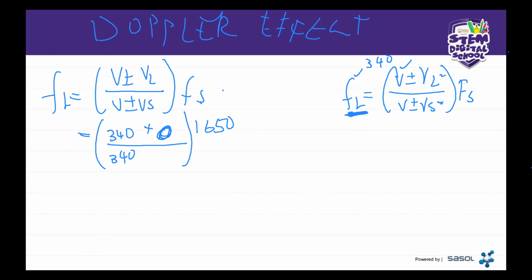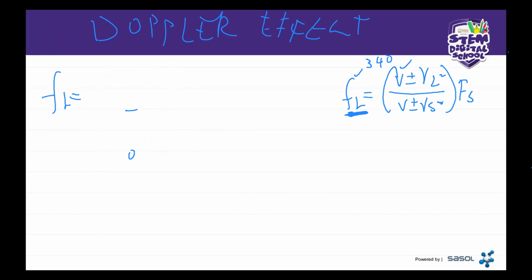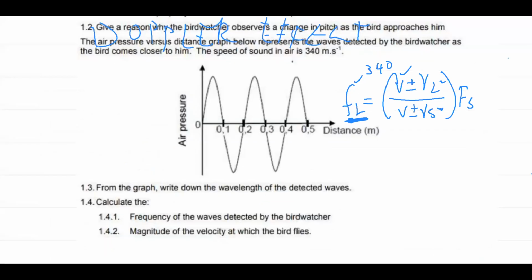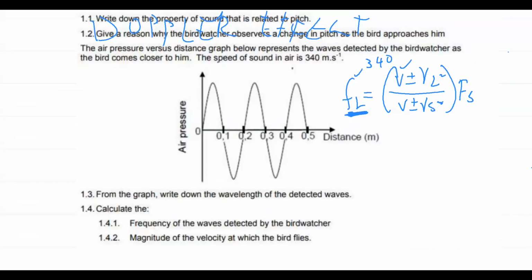Oh, sorry about this, guys. I'm doing a different problem here. It says calculate the frequency of the waves detected by the listener. So we're looking for the frequency of the waves.